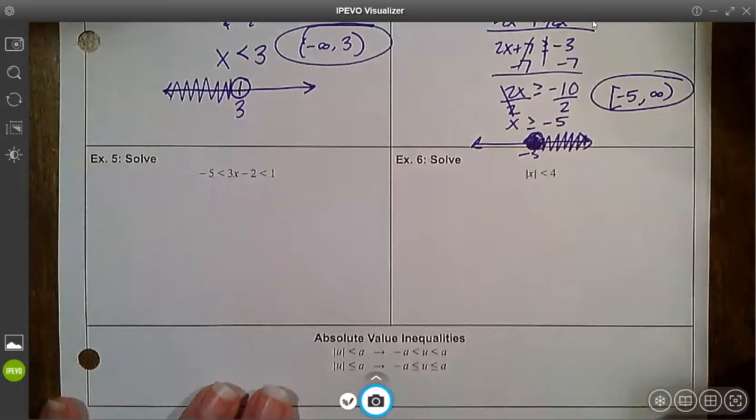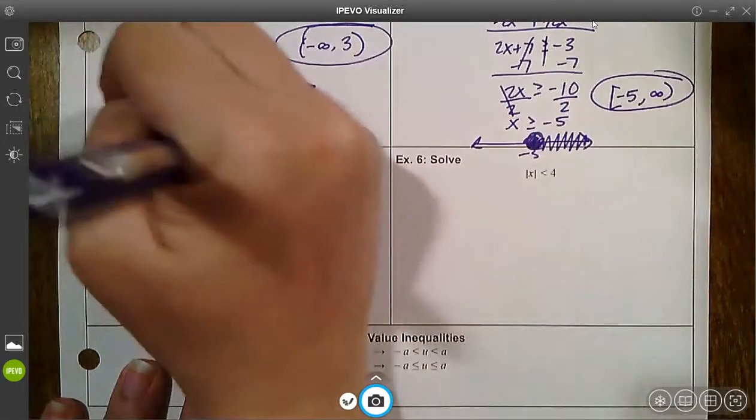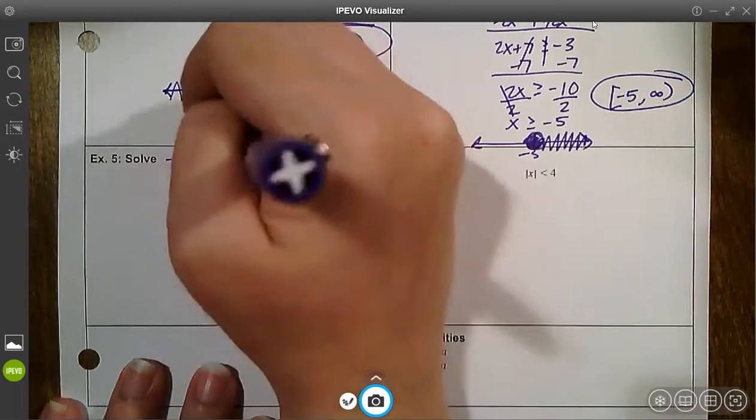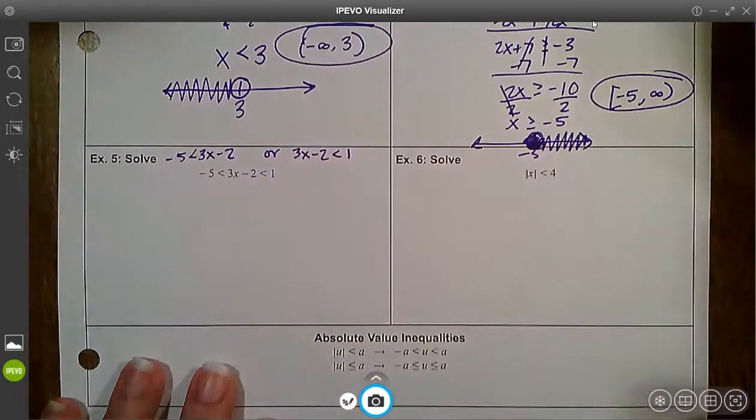Number 5, we have a compound inequality. You can do this all at one time, or you can separate it. If you separate it, you have -5 is less than 3x minus 2, or you have 3x minus 2 is less than 1. You can do it separately, or you can do it at the same time. I like to do them at the same time.